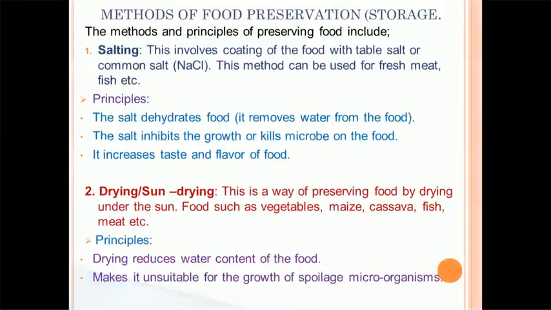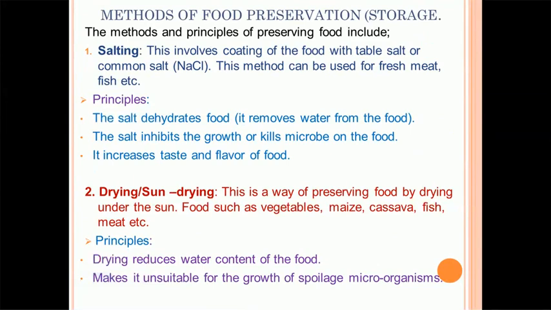So here I want to discuss the methods of food preservation and storage. Now, the methods and principles of preserving food include: number one method, salting. This involves coating food with salt, or common table salt. Now, this method can be used for preserving fresh meat, fresh fish, and so on.